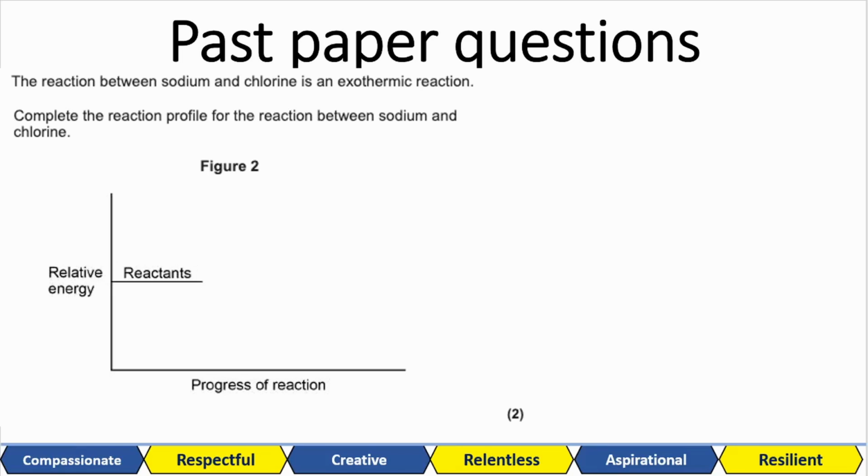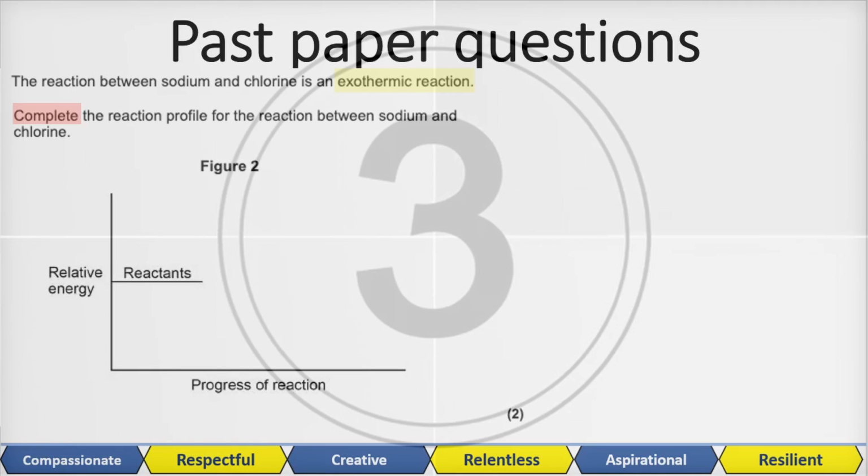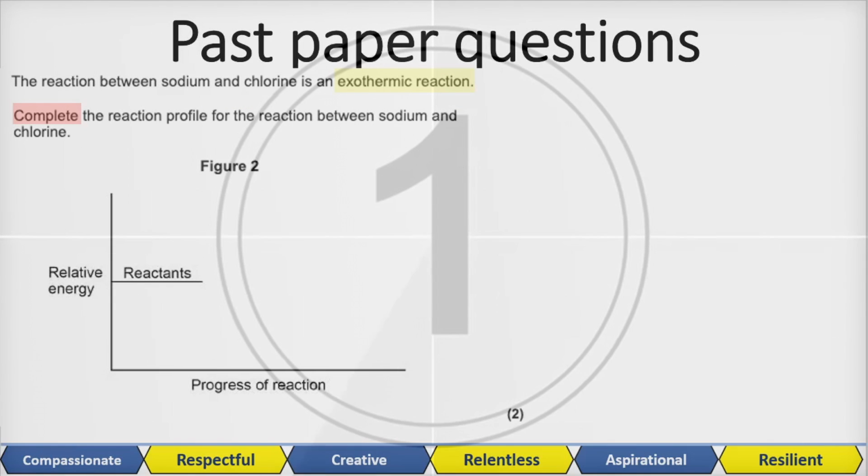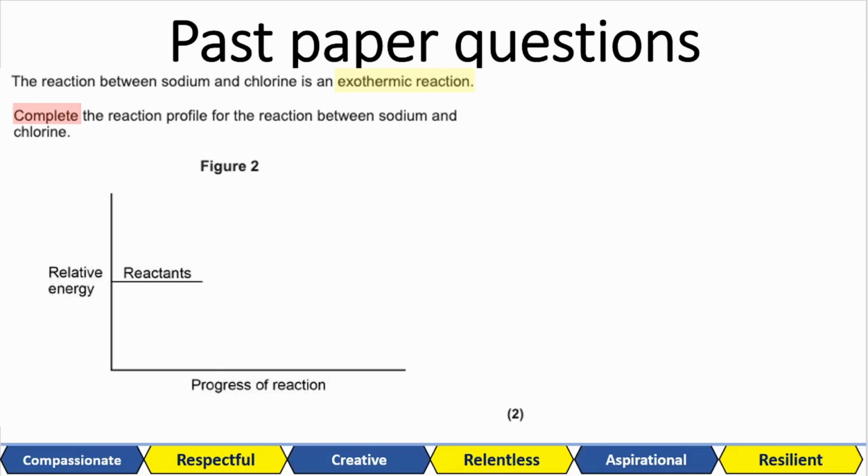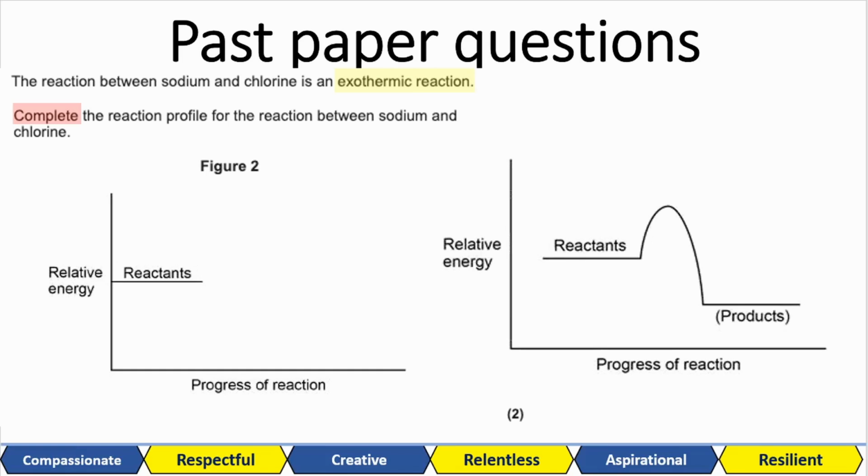The reaction between sodium and chlorine is exothermic. Complete the reaction profile for the reaction between sodium and chlorine. This is 2 marks. Do your thing. You get 1 mark for a curve that moves up and then down, and then your second mark comes from having the product line below the reactants.